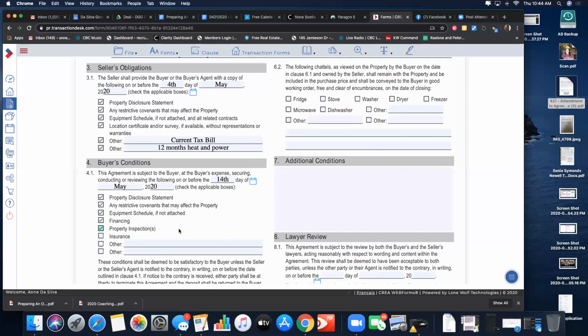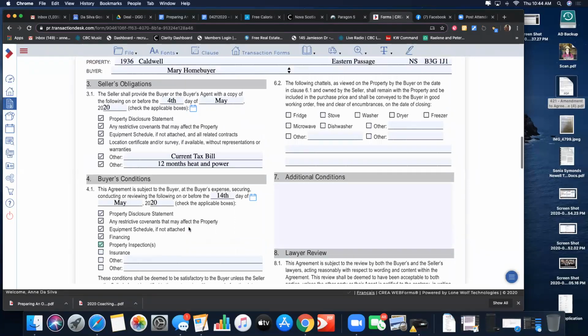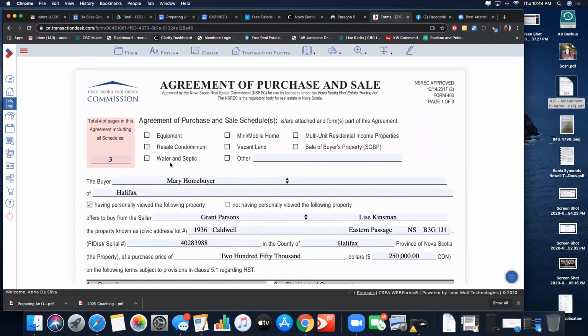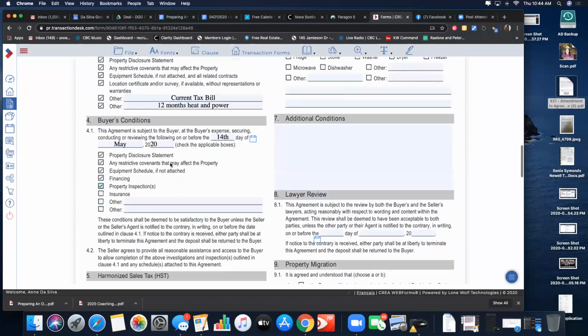You don't need to write any of that. Property inspection means any and all property inspections that you choose to do. If this was a well and septic, that would automatically be covered because we'd have attached it up here. So, moving on.